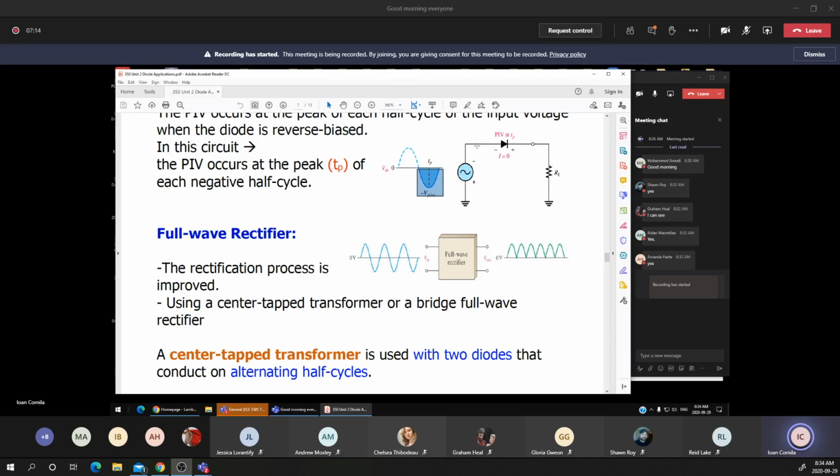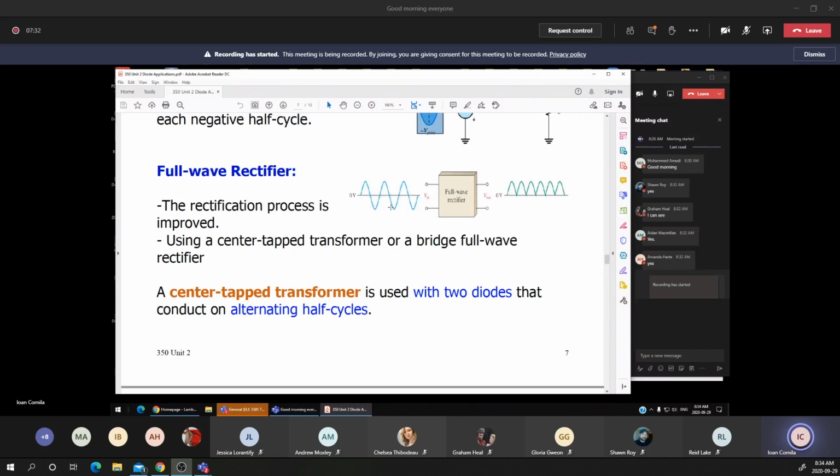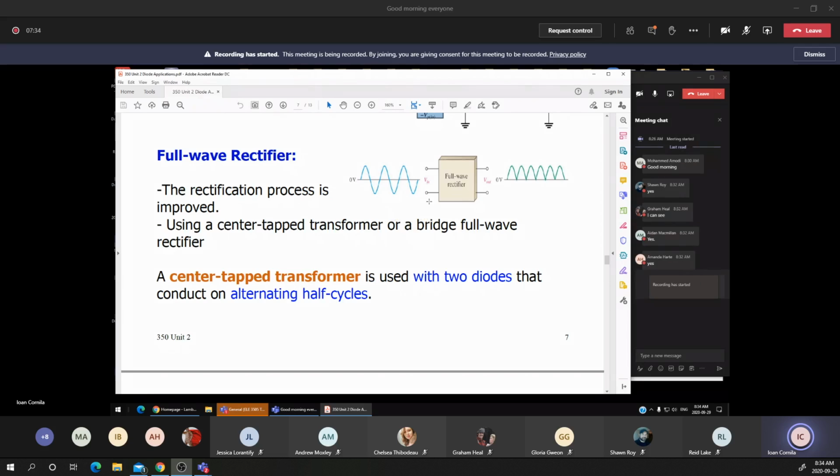The advantage is that it is very simple. You notice that it uses just a single diode. Now let's see if we can manage to convert the negative side of the sine wave of the input voltage into a positive sine wave. And this is what we are looking for. We are looking to convert a full sine wave into a DC voltage.